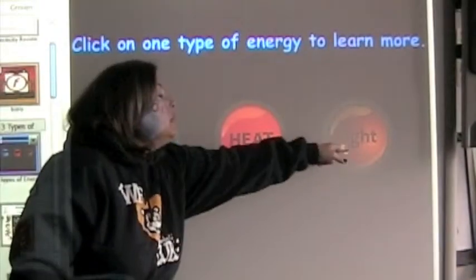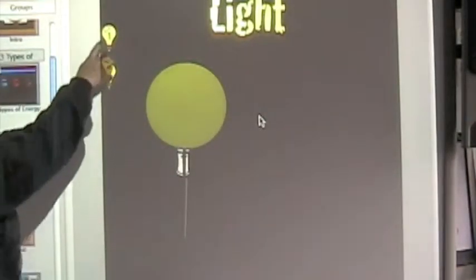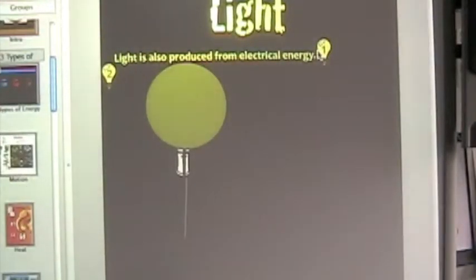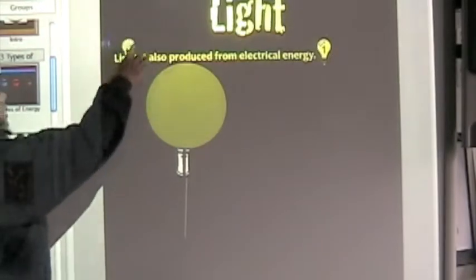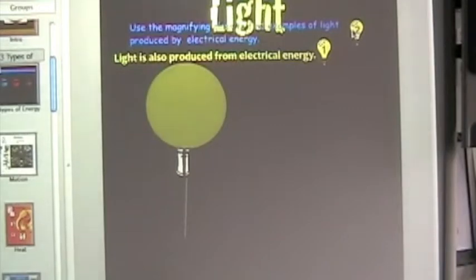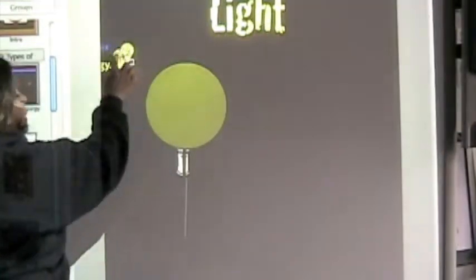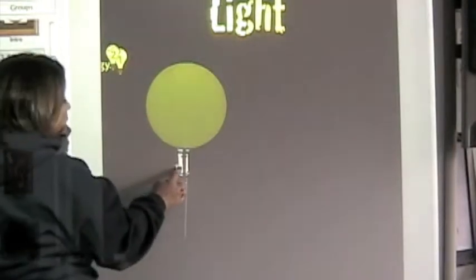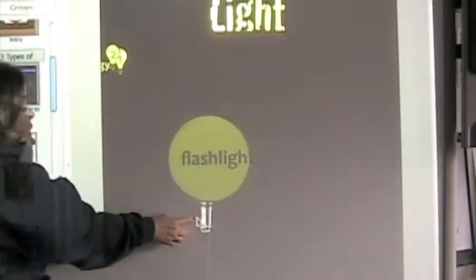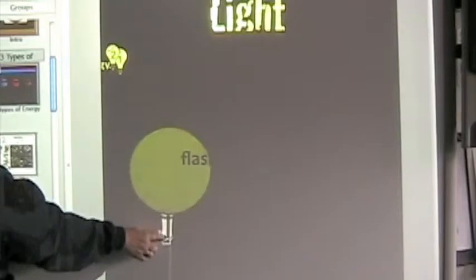And then light is our third example of electrical energy. And students will again know that light is also produced from electrical energy. And also here are some directions for my colleagues when we share the lesson, and they can use it as well. So on this page, the students will take the magnifying glass and they will look around the page for examples of electrical energy turned into light.